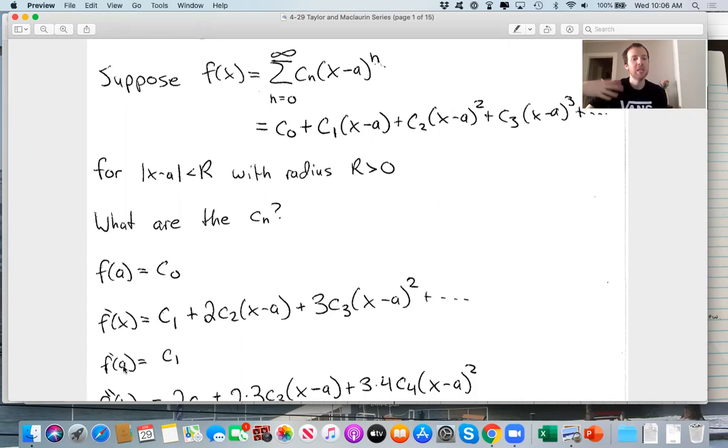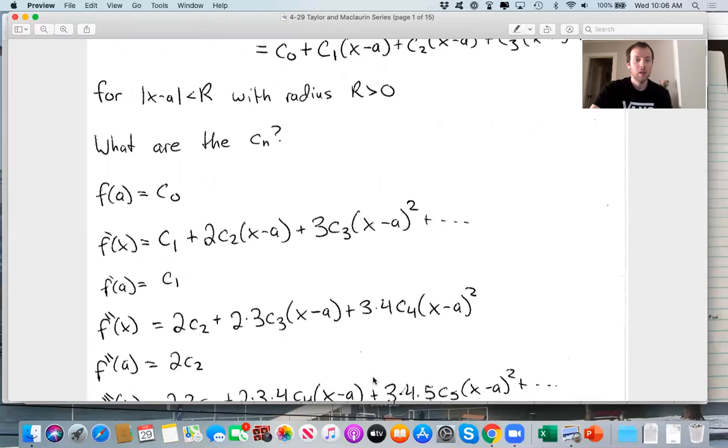And we can keep repeating this process, differentiating and then substituting in the center point a. At each stage of the derivatives we take, we're going to be getting different constants, which means when we substitute in a, we're getting different expressions.